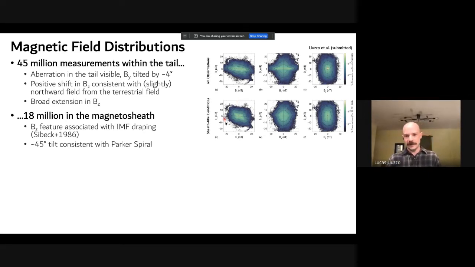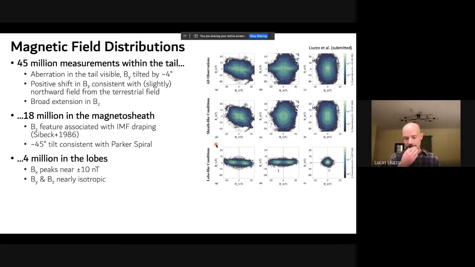In Bx, we also see now that the field is stretched even further than this 4-degree tilt that I showed before. And this is much closer to a 45-degree angle that's consistent with the angle of the Parker spiral. So you can see that Parker spiral imprinting itself into the magnetosheath field.